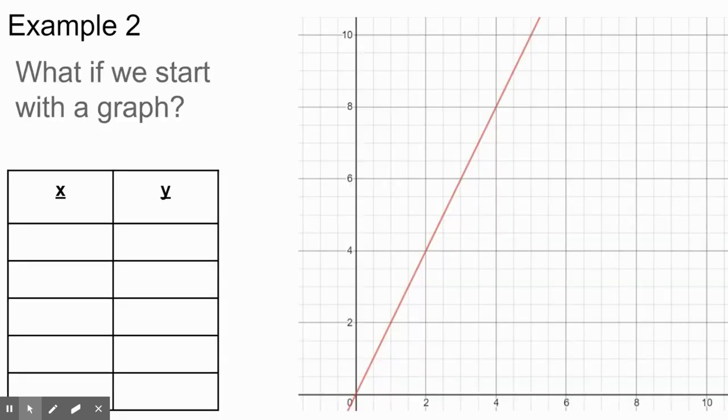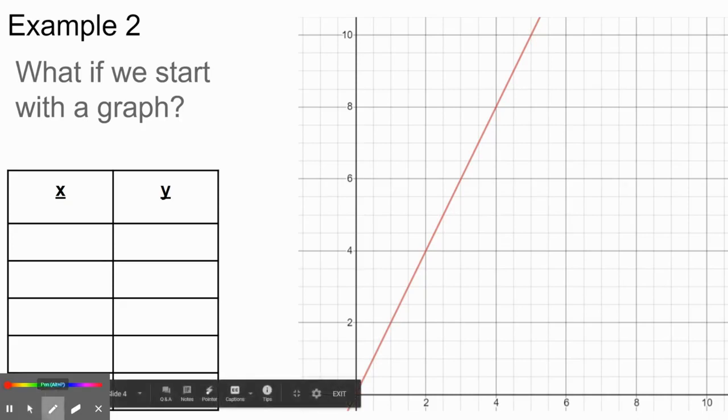So let's look at another example. This time, we're starting with a graph. So the first thing we need to do here is label our axes, because I noticed that they're not labeled.